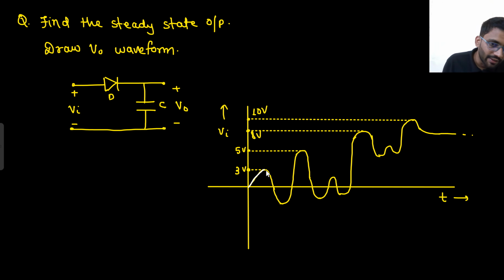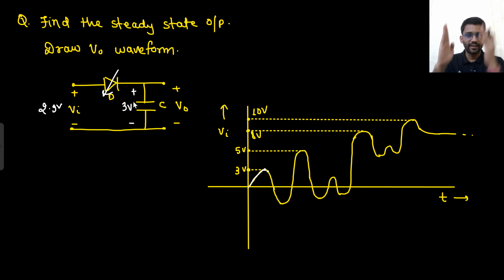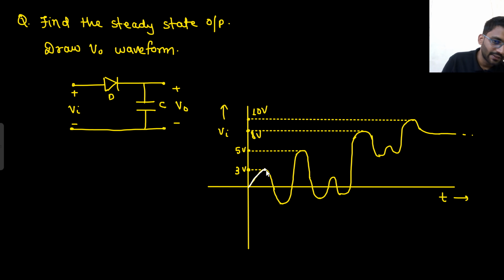Now at the next moment, what is happening? Our capacitor is charged to 3 volt. At the next moment, our input is 2.9. Here our input is 2.9, the capacitor has 3, so the diode is off. Understood? Now the diode is off. That means it will just remain at 3 volt only, until your input is higher than 3 volt.